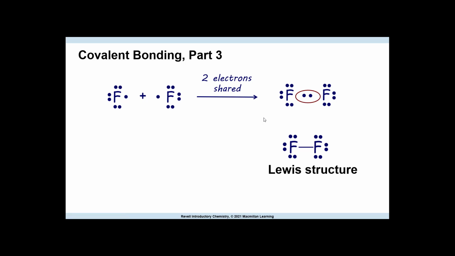We use a dash to represent 2 shared electrons in the Lewis structure. Lewis structures depict the arrangement of valence electrons within a molecule or polyatomic ion. We're going to look more into Lewis structures in chapter 9.